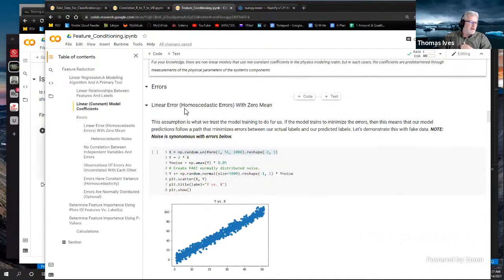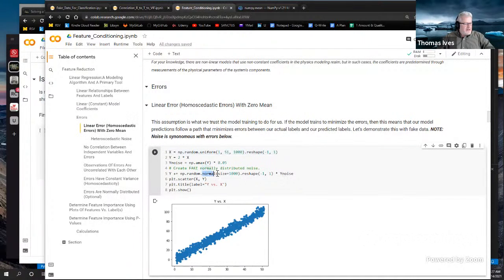Okay, now for the errors we were talking about. We assume homoscedastic errors. That just means you see this constant envelope that the errors fall within, roughly constant. That's all this means. Now, notice I was a good boy, wasn't a heretic, and I used the normal distribution to create the noise this time. So let's look at how I'm doing that.